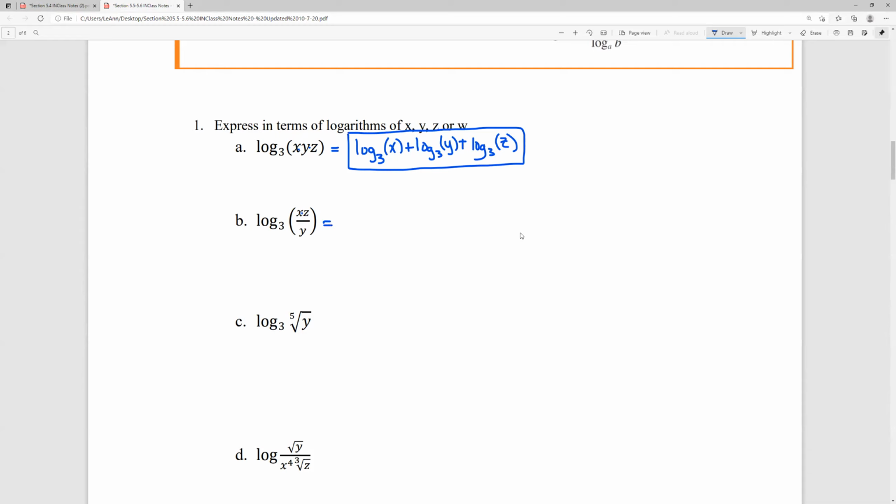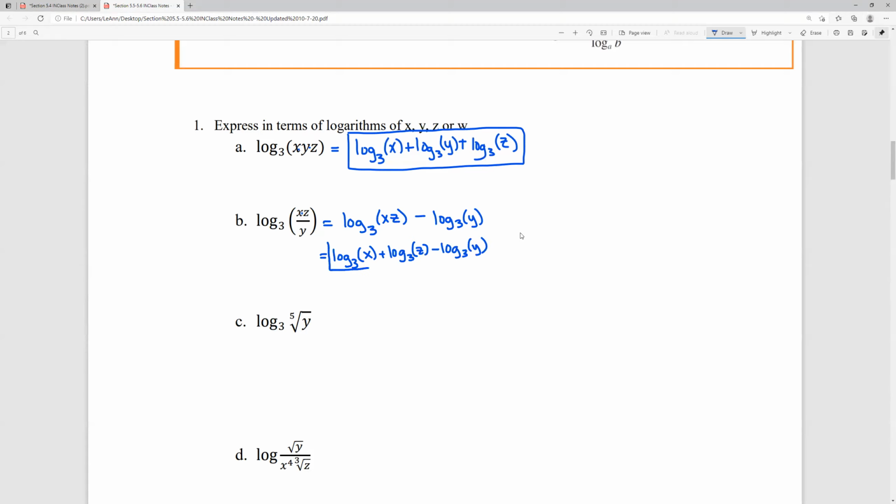We learned in class that we like to split the division first. So that's going to be log base 3 of the numerator, which I forgot to write the x. So xz. And then minus log base 3 of the denominator. We learned that multiplication splits into addition. So this first one is going to split into a log 3 of x plus a log 3 of z minus a log 3 of y.